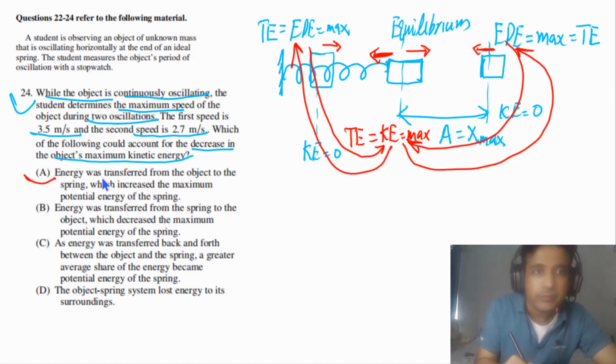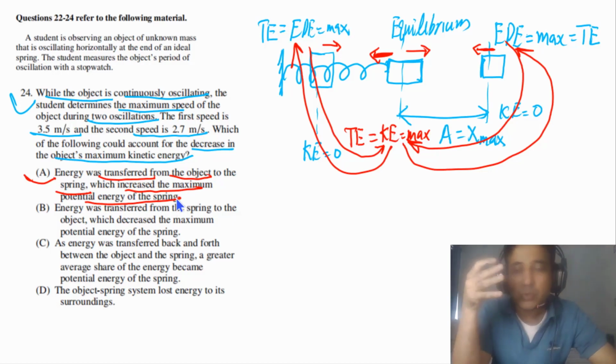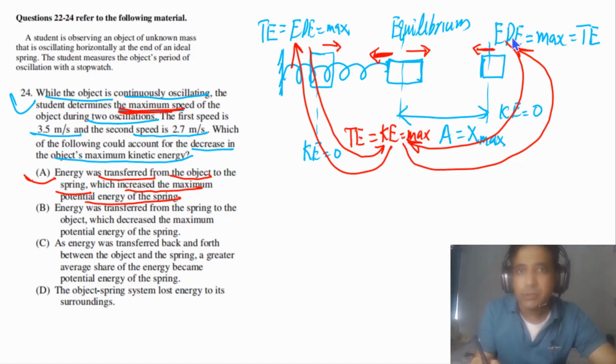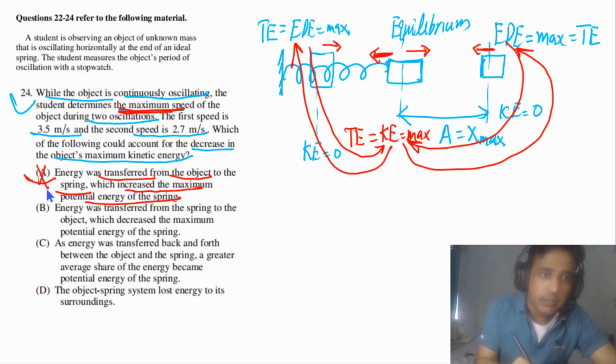For option A, it is given to us that energy was transferred from the object to the spring, which increased the maximum potential energy of the spring. This is true for an ideal spring mass system. All the time this is happening, but this is not the reason why speed is decreasing. Maximum speed, we are talking about maximum speed, very important point. Maximum speed will not decrease when energy is transferred to potential energy. So energy will be transferred into potential energy, but when the object comes back to equilibrium, maximum kinetic energy again will be the same if there is no friction. So it means this one is incorrect.